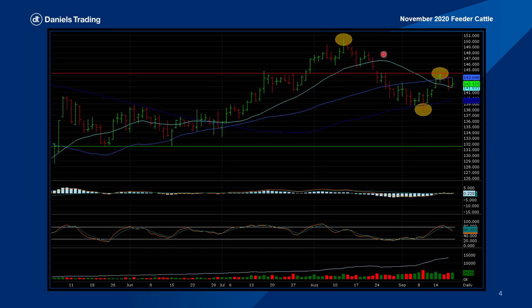Jumping over to the second chart, this is the November 2020 feeder cattle. I have a 1, 2, 3 top formation shown here, but it's a mid-level formation. This is not the 12-month contract high. Typically your number one point is a 12-month contract high, but we were higher back in January, February, March.